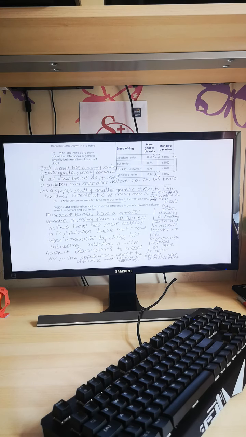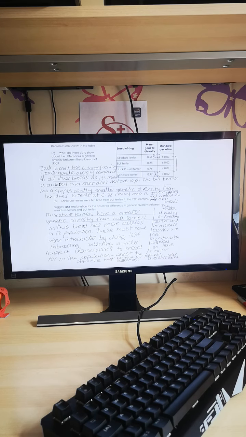So a suggestion might be, well, the first thing is, have you noted that the Miniature Terriers have a greater genetic diversity than the Bull Terriers from which they were bred? So this breed has got more alleles in its population. That's a measure of genetic diversity. These must have been introduced by doing less inbreeding or selecting a wider range of characteristics to breed for in the population, whilst the opposite's true for Bull Terriers.